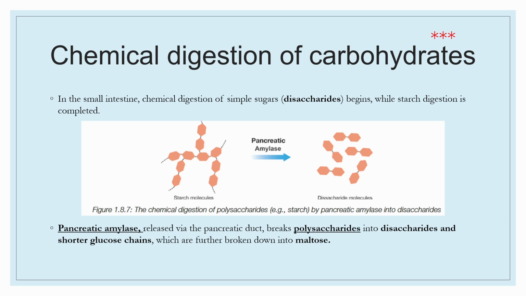Pancreatic amylase is released by the pancreatic ducts and helps break down these large molecules called polysaccharides into disaccharides and even into shorter glucose chains, which eventually are broken down into maltose with the use of enzymes.